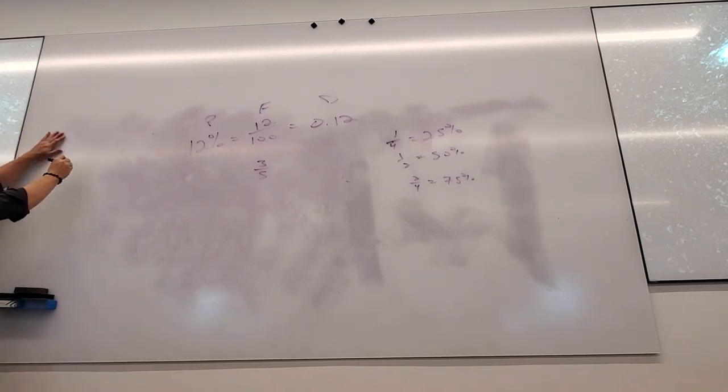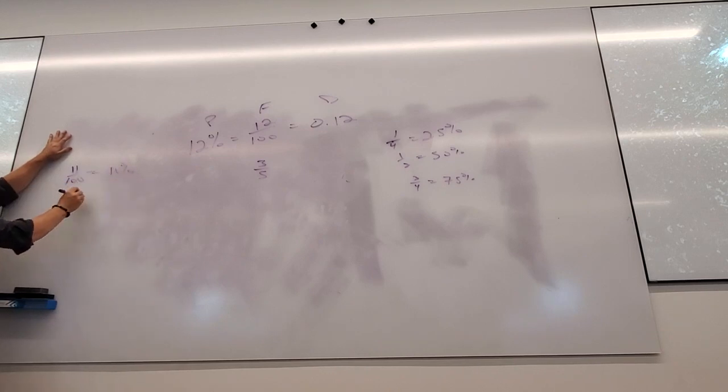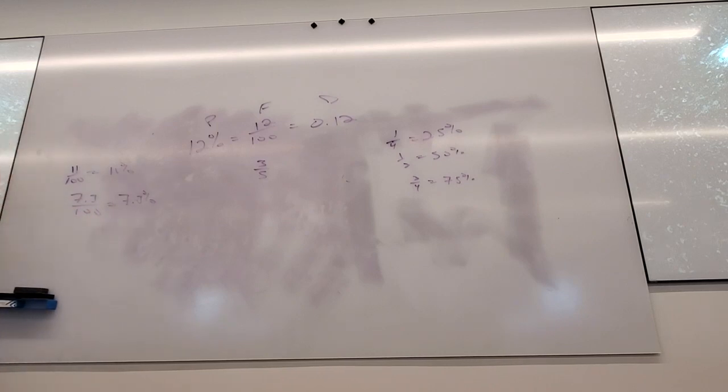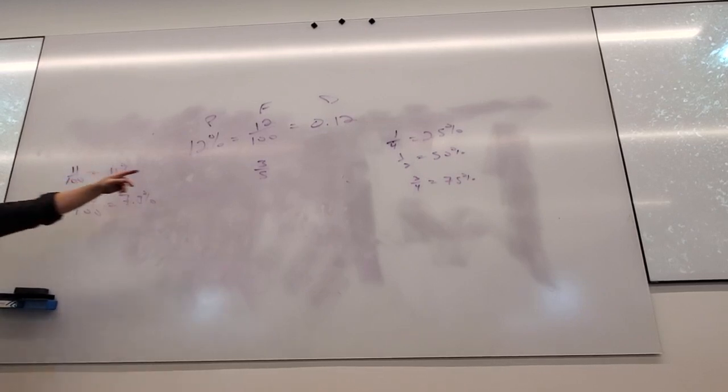So real quick little side note. What's 11 over 100, what percent? 11. What is 7.3 over 100, what percent? 7.3%. Percent means per 100. So the bottom's 100, that kicks all the ass, because then it's just the top that's the percent. Percent means per 100.